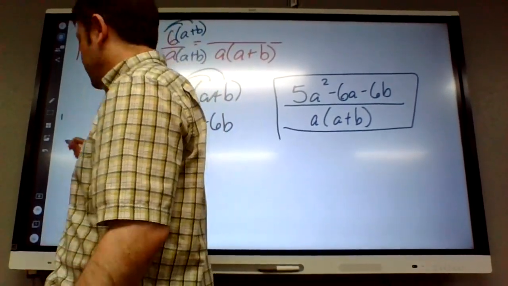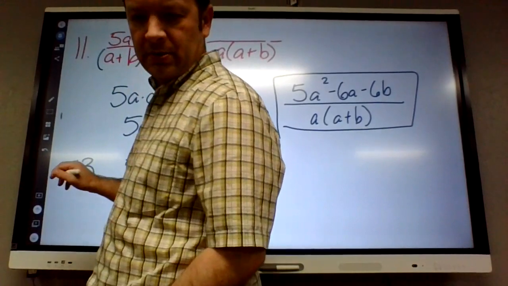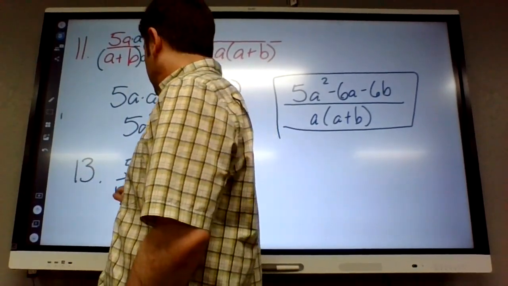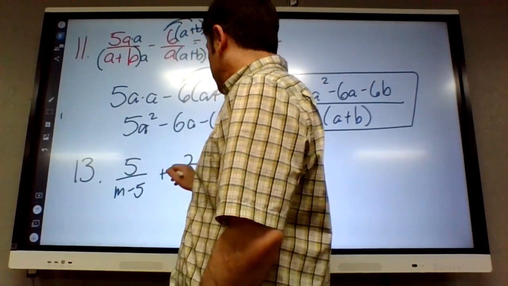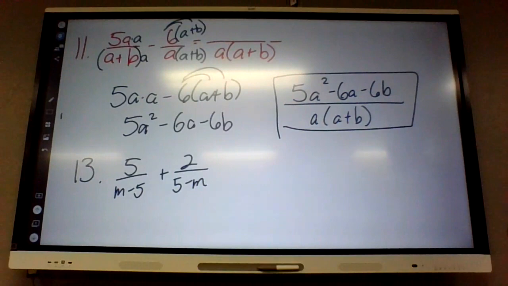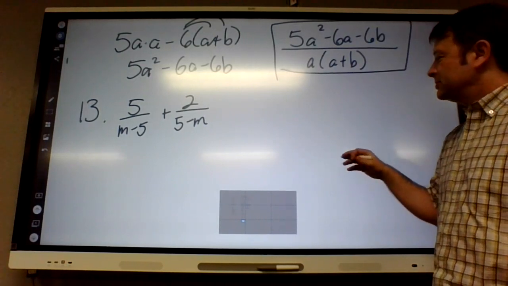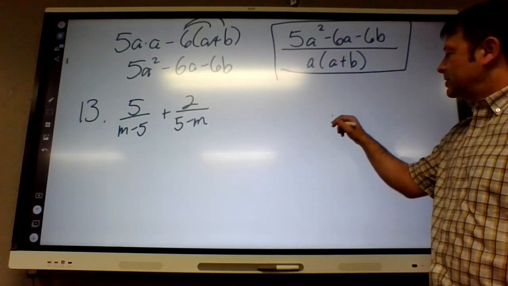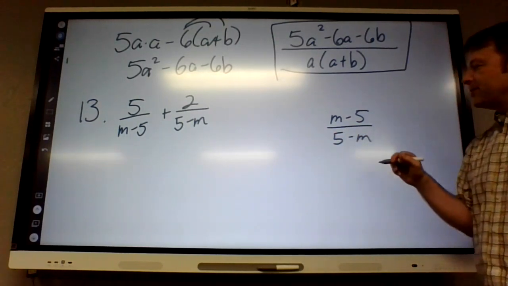13, I skipped 13. 13 is 5 minus 5 plus 2 over 5 minus 7. Okay, does this have a common denominator? No. However, they are related. You guys remember we did this a couple days ago? Does that reduce?